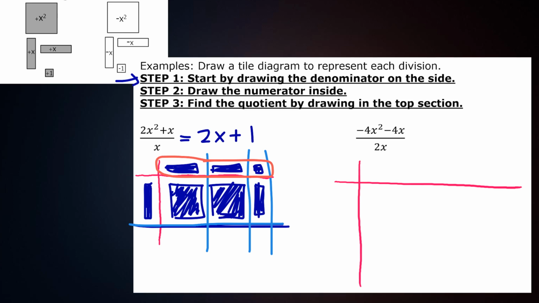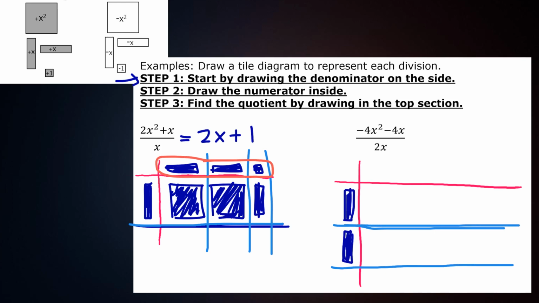Let's try another one here. We have negative 4x squared minus 4x over 2x. So we're going to start by drawing 2x on the side here. Okay, now let's go ahead and start drawing our grid in. I know I'm going to have to draw lines going across like this. Next, we're going to draw our numerator, negative 4x squared minus 4x, on the inside.